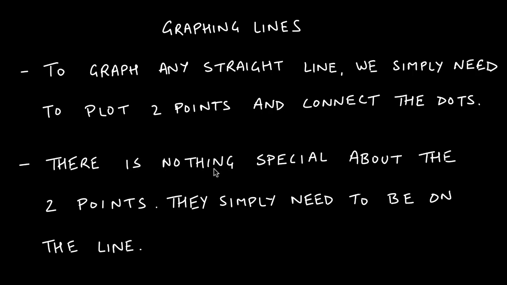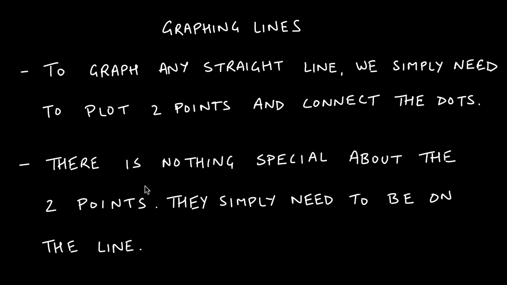So that's all there is to discuss about points. Let's talk about graphing straight lines now. So a couple of notes, a couple of things to keep in mind. To graph any straight line, we simply need to plot 2 points and connect the dots. Now, what happens if we have 3 points? Well, great. That doesn't mean that our line is any more accurate. All you need, not want, but need to graph a straight line is 2 points.